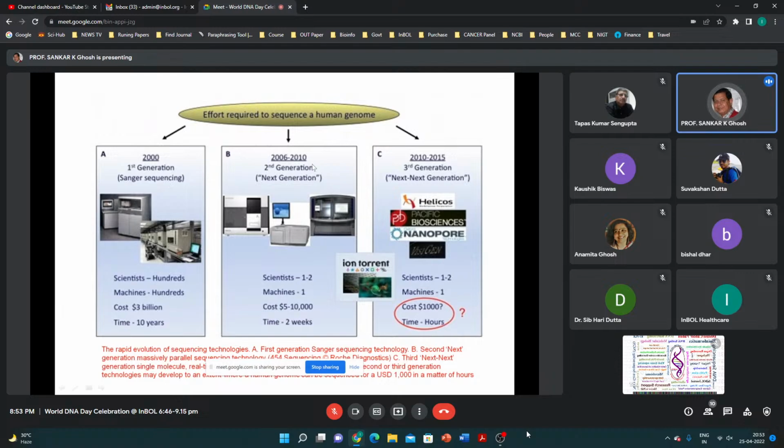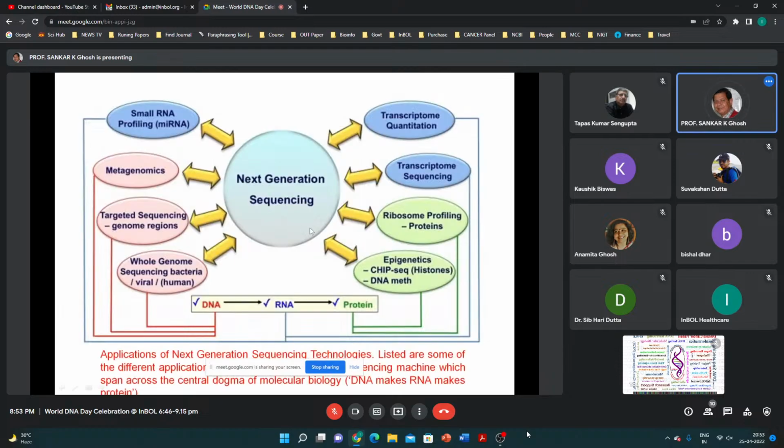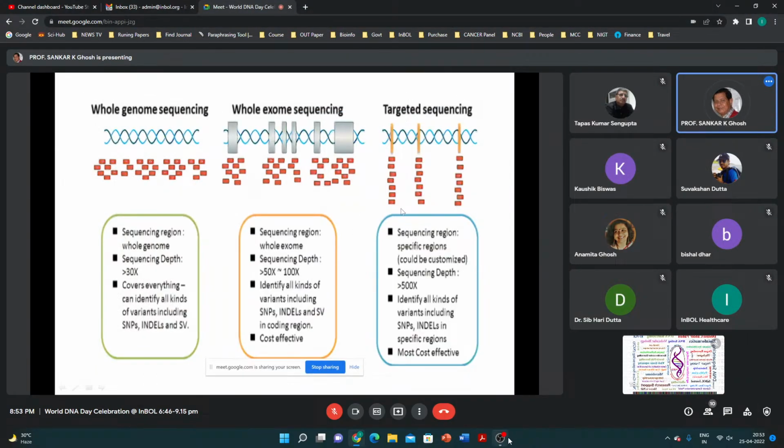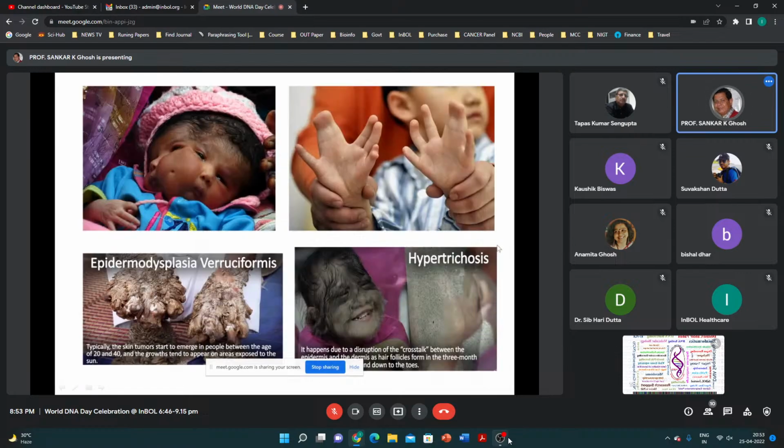Then 2006 to 10 makes the second generation sequencing, and the third generation sequencing in 2010 to 15. Right now, the fourth generation sequencing has come up. So this is more focused on next gen sequencing that makes the difference in every corner. Every ATGC can be measured with next gen sequencing in a large section. So the whole genome, exome, and targeted sequences can be designed.